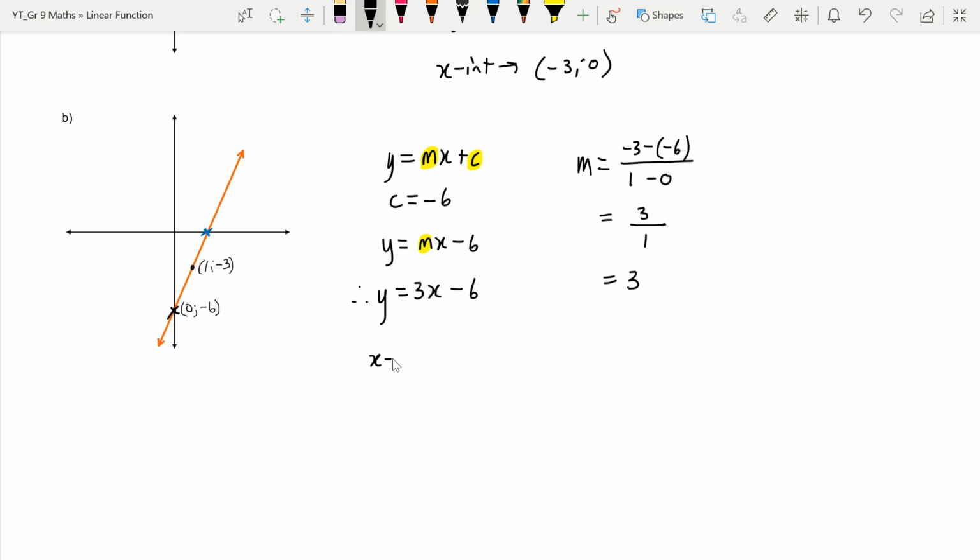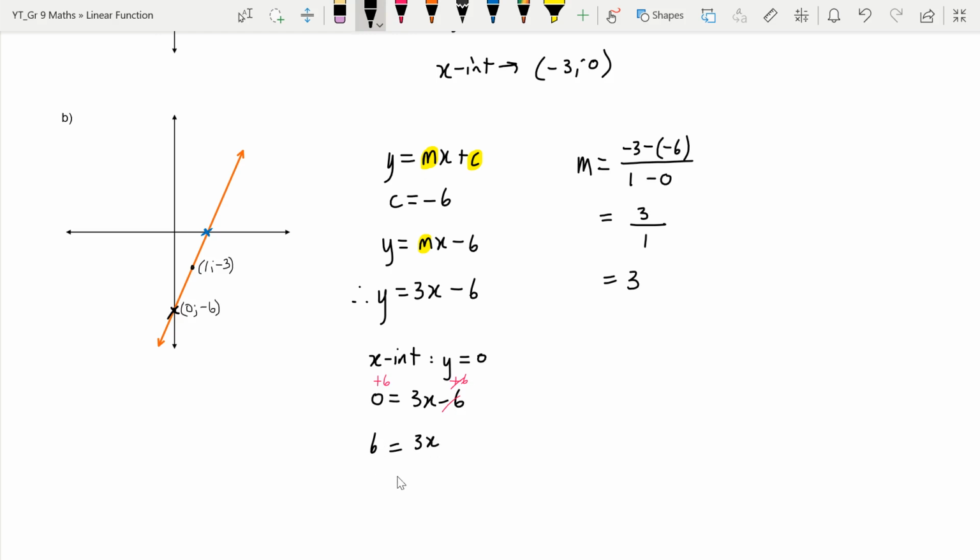We find the x-intercept by making our y 0 in our standard form, in our equation. So if we make that y 0, we can just solve for x like that. So we plug in y 0, 3x minus 6, and we just quickly solve that equation. However you're going to do that. I'm going to plus 6 on that side because I want my x by itself.